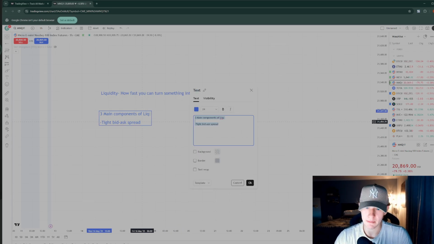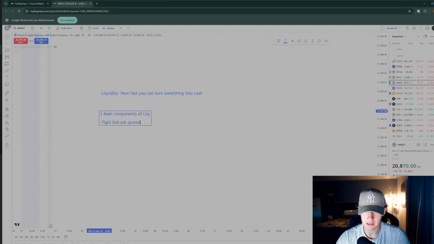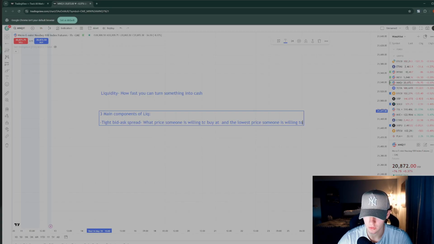So tight bid ask, and what that really means is what price someone is willing to buy at, and the lowest price someone is willing to accept to sell.